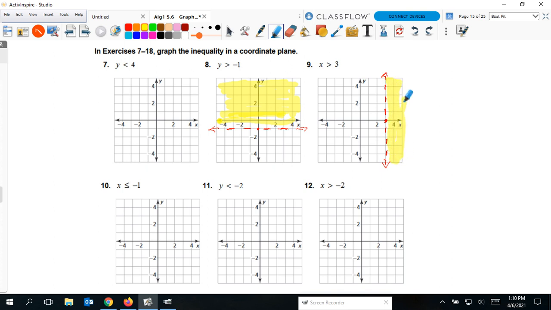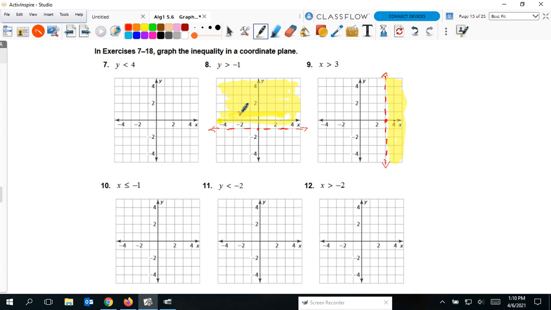So if we picked a solution out of here, let's say this point right here at 4. That would be 4, 0. So x is 4, 4 is greater than 3 is true. But if I picked a point on this side and said like 2, 2 is greater than 3 is not true. That's why you don't want to shade on this side.